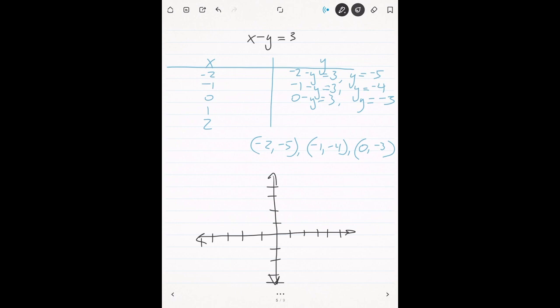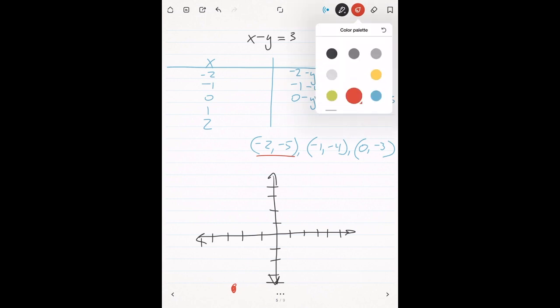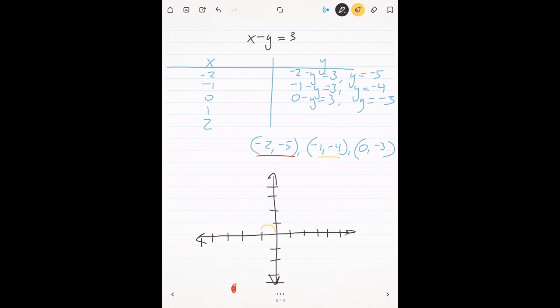Okay, the first part is -2 and -5. That means go over -2 and then go down 1, 2, 3, 4, 5. So somewhere down there. Let's say maybe, my stylus won't go all the way down there, but somewhere around here. Now let's take a look at -1, -4. Go over 1 and go down 1, 2, 3, 4. So maybe right about here.